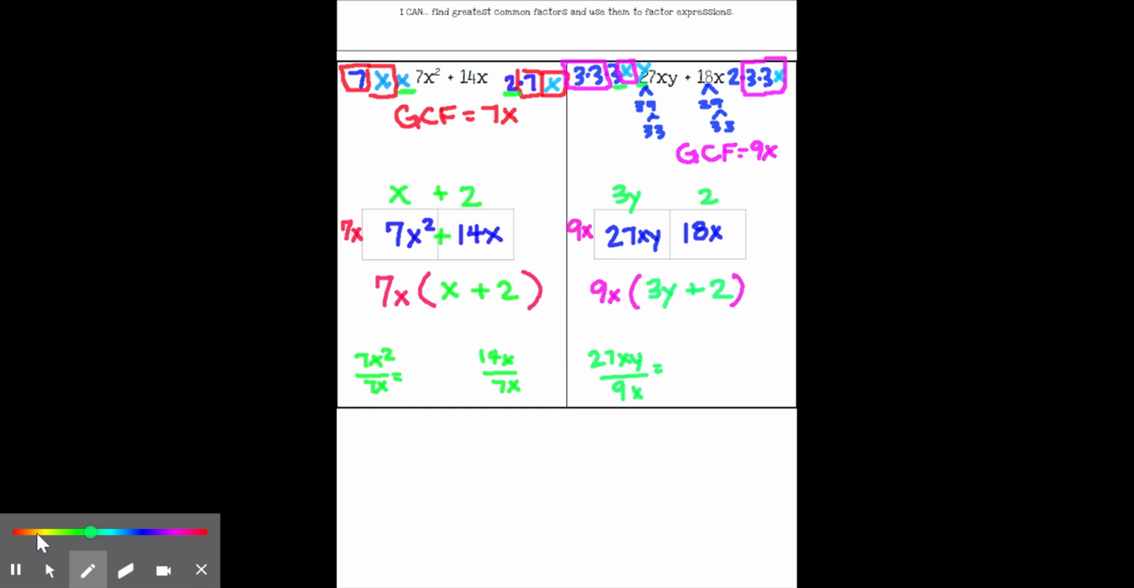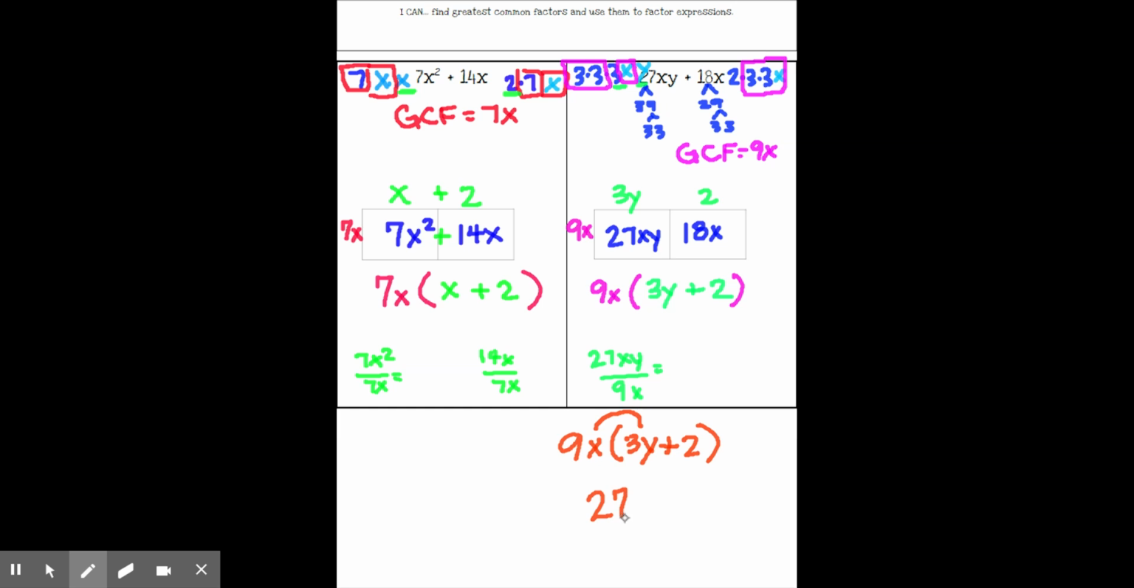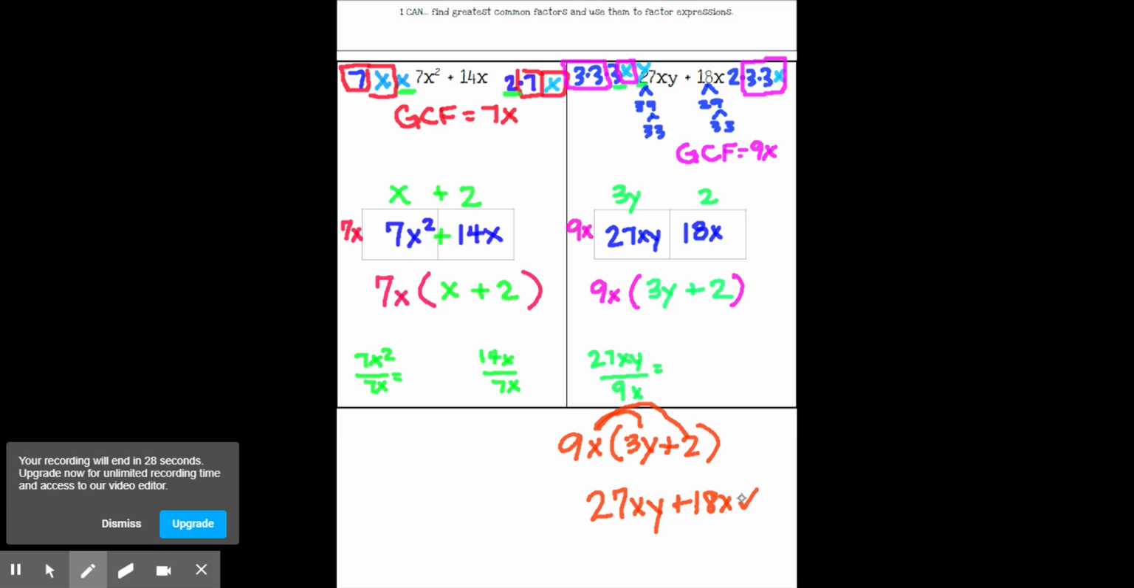Also remember that you can always check your answer if you'd like. We'll check this one. I'll do it down here at the bottom. If we were to multiply 9x times 3y plus 2, we distribute 9x times 3y, 9 times 3 is 27, and x times y is just xy, and then we do 9x times 2, and we get 18x, and you can see, again, we ended with what we started with, so that is definitely the right factorization.